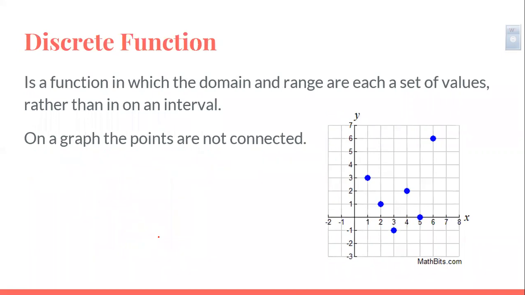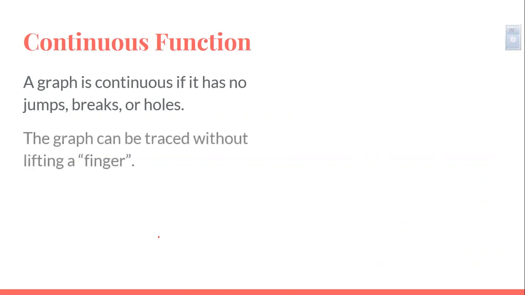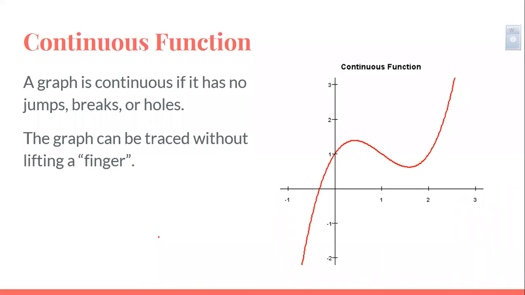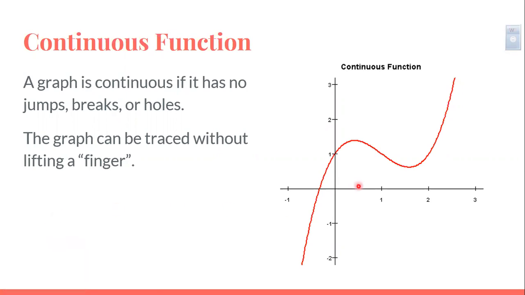All right, next, continuous. A continuous function means a graph has no jumps, no breaks, no gaps. The graph can be traced without lifting your finger. So when you look here, this is my continuous graph. Because here's my finger, and I can literally trace it. So that's what makes it continuous.